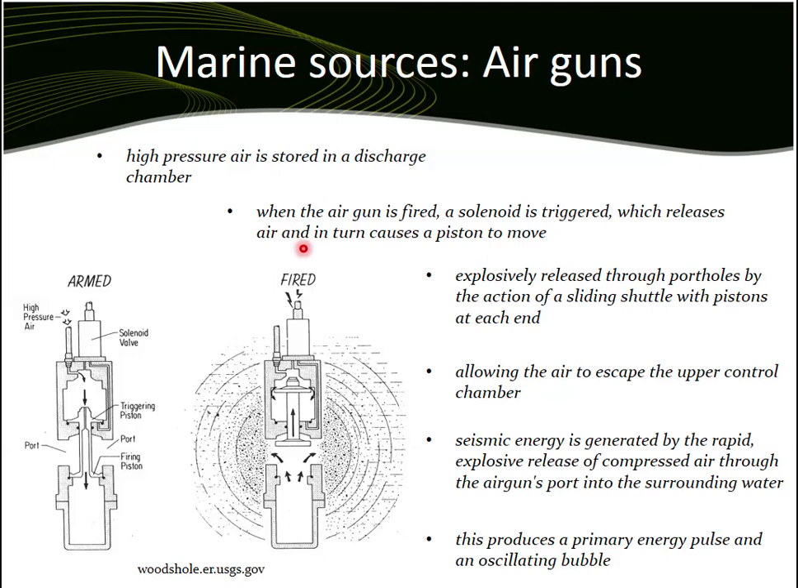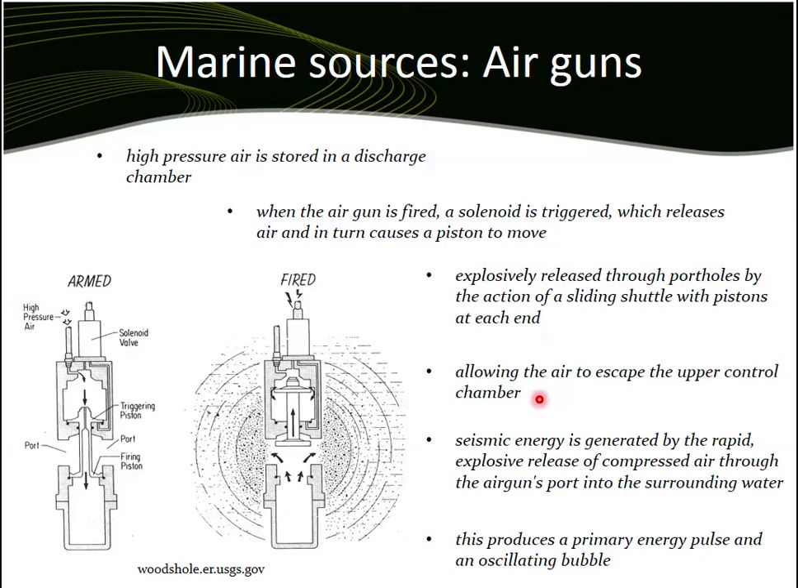So I'm going to explain again about the operation of these air guns. First, high pressure air is filled and stored in the firing chamber or discharge chamber, and then the air gun is fired, which releases air and in turn causes a piston to move up. Thus, explosive release through a porthole by the action of a sliding shuttle with a piston at each end.